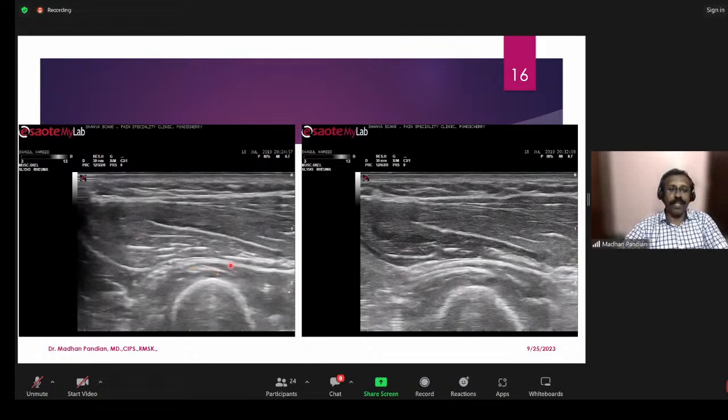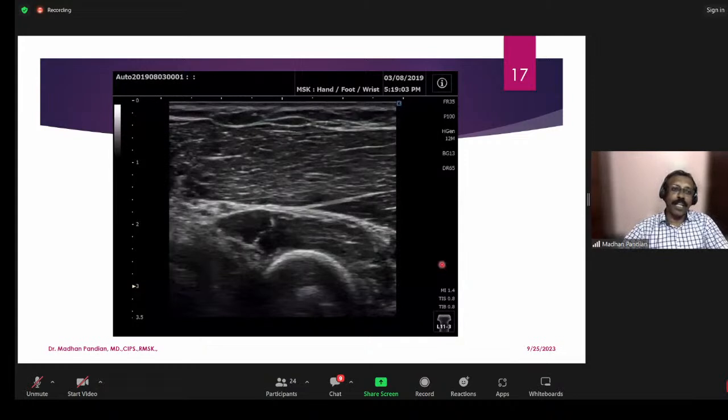If you keep a static image, you could see the supinator there, the superficial and the deep heads of the supinator, and that's the radius. And you could see there is a small nerve, the monofascicular deep branch of the radial nerve, in the fibrofatty plane between the two heads of the supinator. You could see this here.